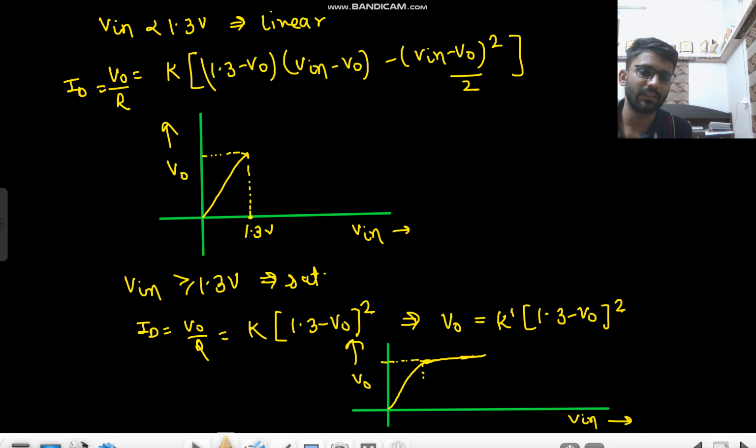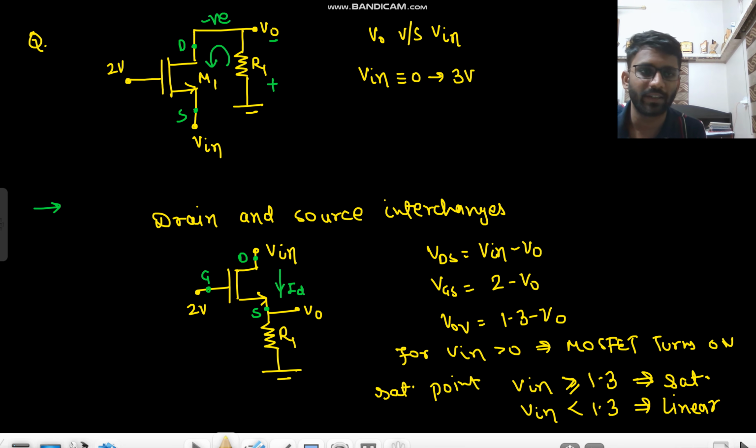So this is 1.3 volt. Okay. And this value will surely be lesser than V in. So this is the analysis. Okay. I hope you understood it. So is there anything I can tell you in this?